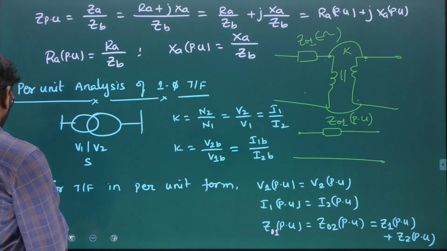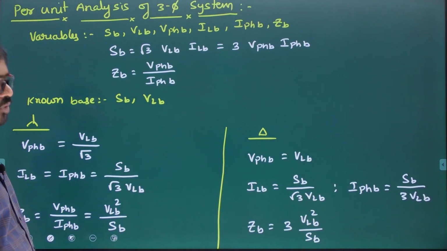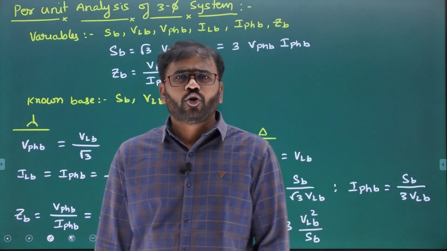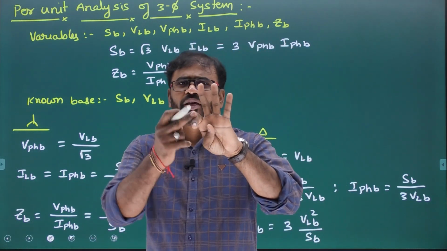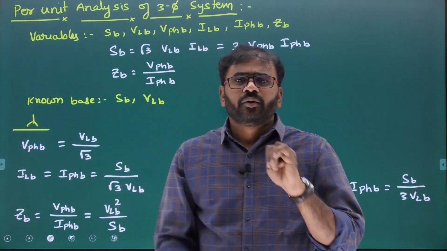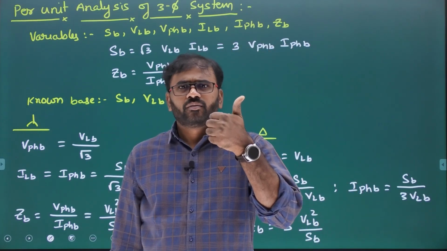Now we will go to the per unit analysis of three phase system. But when it comes to three phase system, there are two variables extra added here. I told you basically four variables: S base, V base, I base and Z base. S base means fine, right?